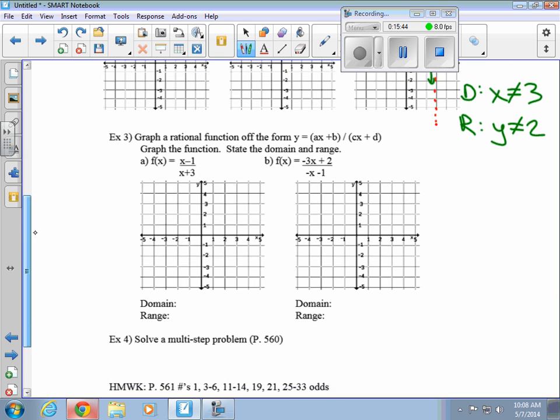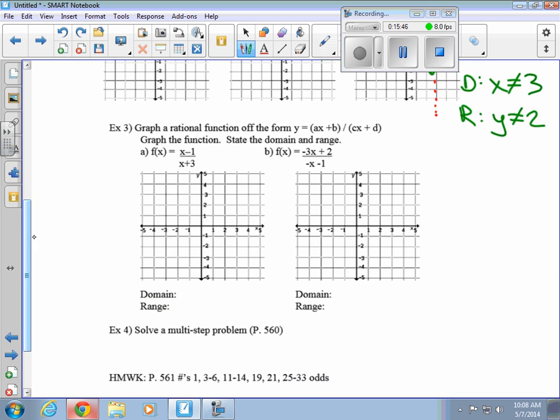All right, so example 3, now we're going to graph this. And now notice in this one, instead of it just having x in the denominator, now we have a binomial in the denominator. So we're going to graph the rational function of the form y equals ax plus b over cx plus d.